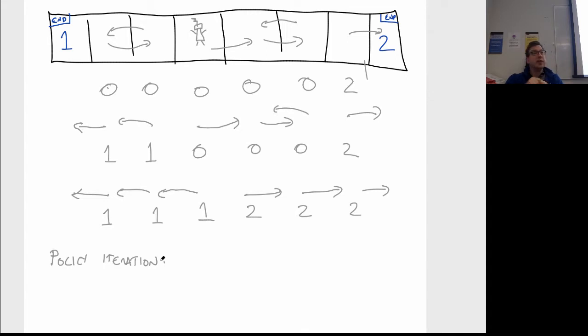On the other hand, typically you'll find that policy iteration takes fewer iterations. So more expensive iterations, but fewer of them. Whereas value iteration has cheap iterations, so you can do many of them, but you might need to do many of them to get convergence.